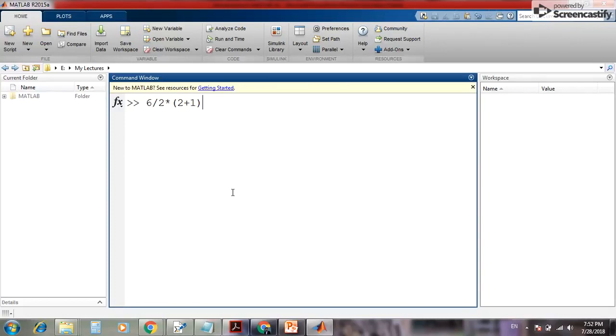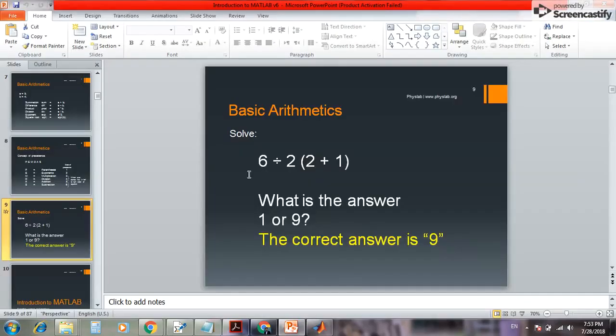So once you write this, you press enter, you get the answer 9. And as we discussed earlier, the first thing that is happening is it's solving these parentheses, which is 2 plus 1, to get 3. And then you divide 6 by 2 first, and then that 3 is multiplied by that answer. So 3 times the answer, you get 9. Right? So this means that MATLAB does follow the precedence rule.